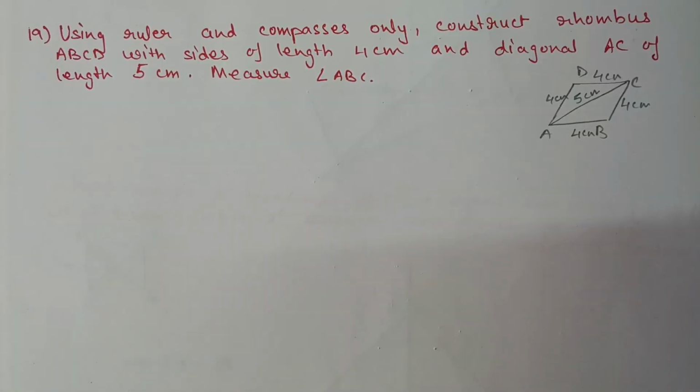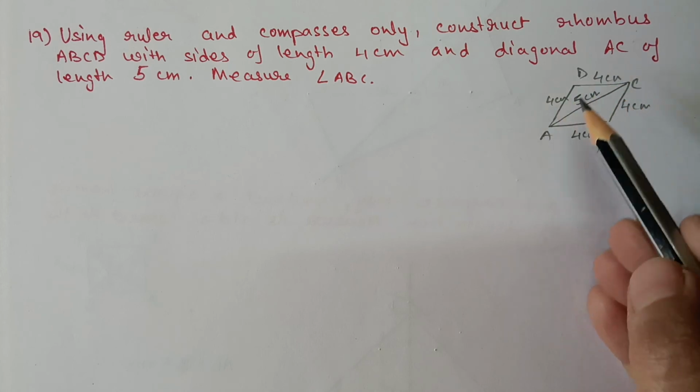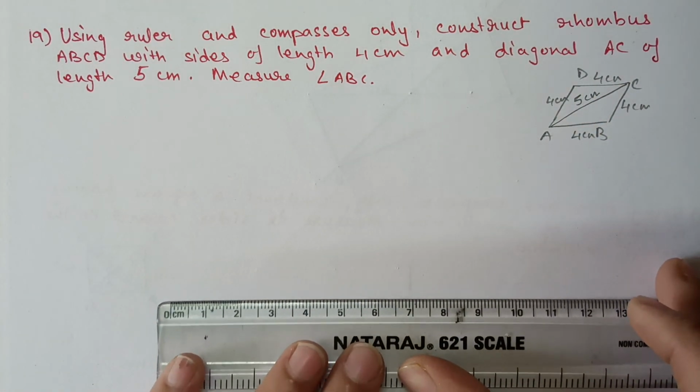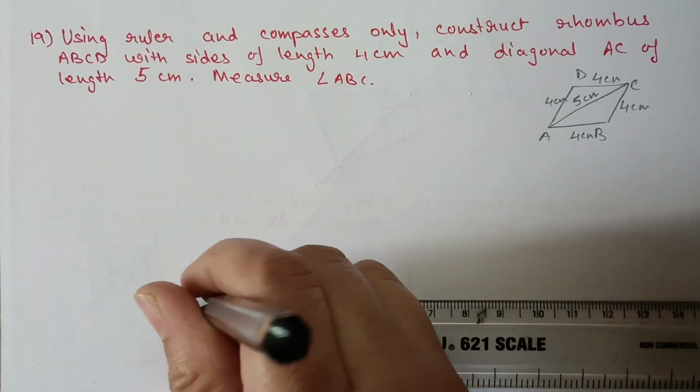Question number 19. Using ruler and compass only, construct a rhombus ABCD with sides of length 4 cm and diagonal AC 5 cm. Measure angle ABC. So this is similar to the last question. All four sides are given 4 cm. One diagonal is given 5 cm. So first we will draw baseline AB 4 cm.